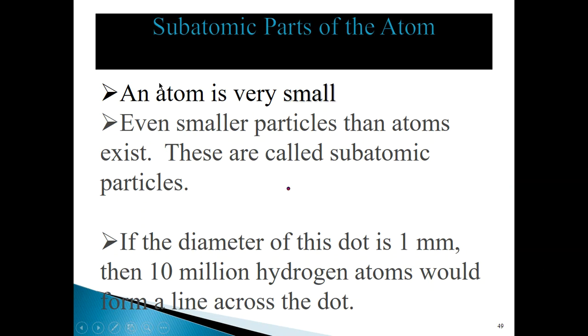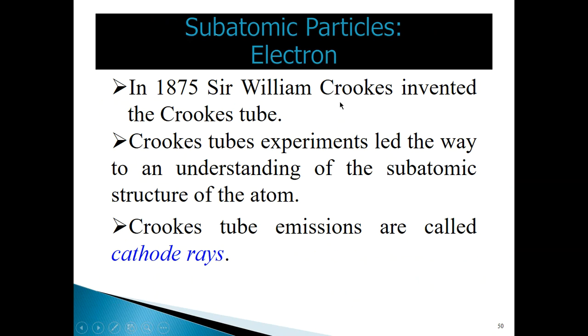Now, even though we know about the atom being very small, and that's a fundamental particle for elements, that atom can be broken down into even smaller particles that are more fundamental, and these are called subatomic particles. And the first subatomic particle that was discovered was the electron, and it was discovered by Sir William Crookes, who invented a tube, which is basically an evacuated tube, which I'm going to show you in the next slide, which produces, when you apply what is called a potential difference across two electrodes in the tube, an emission known as cathode rays.